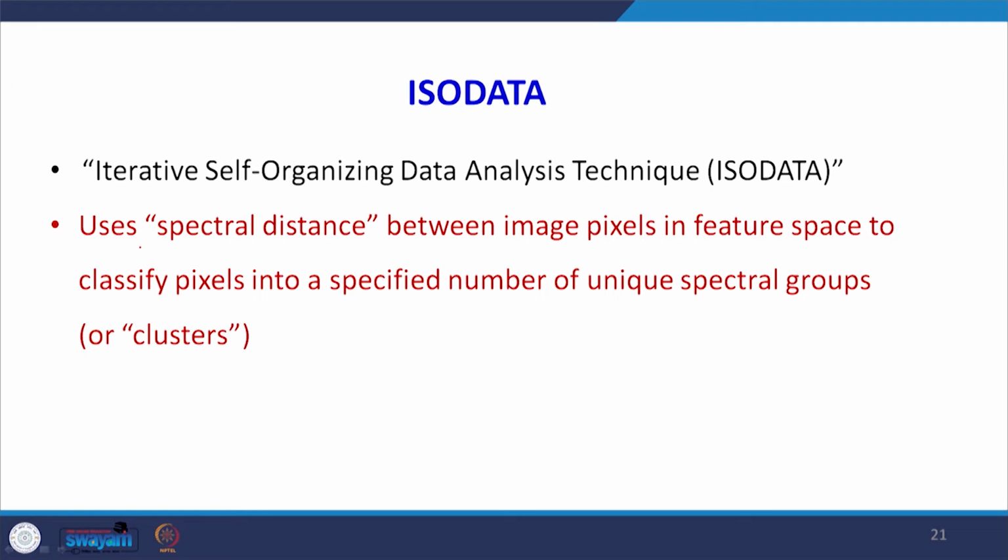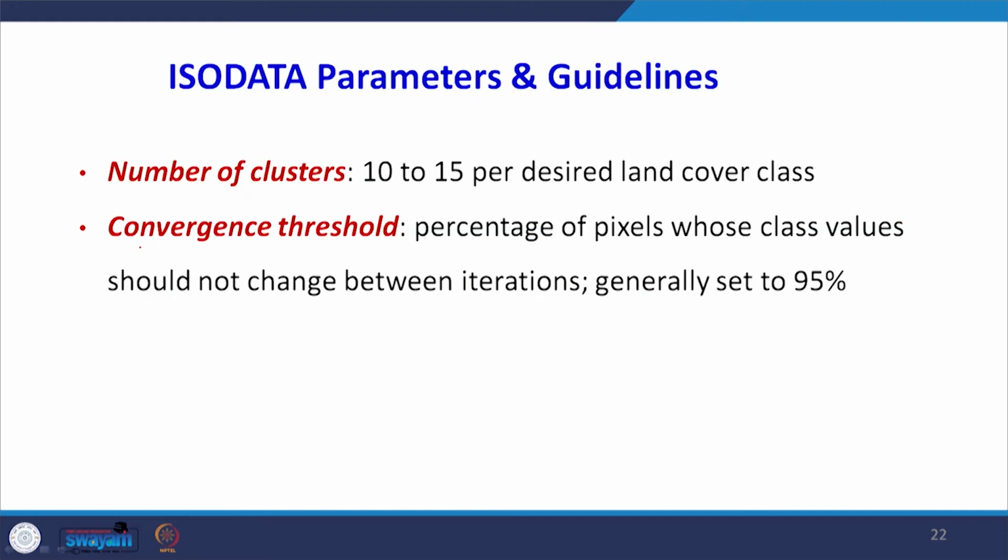The name itself says that this is an iterative technique, and after each iteration the cluster mean will change, and the boundary between the clusters will change. The spectral distance between the two clusters will keep on changing depending upon the standard deviation value which will be defined, or the acceptable percentage which is required. So, here let us say that we have given the number of clusters as 10 to 15, the desired land use and land cover classes from a particular scene.